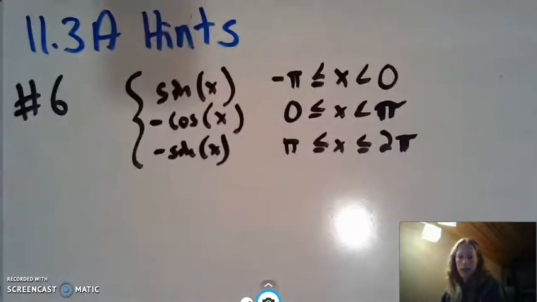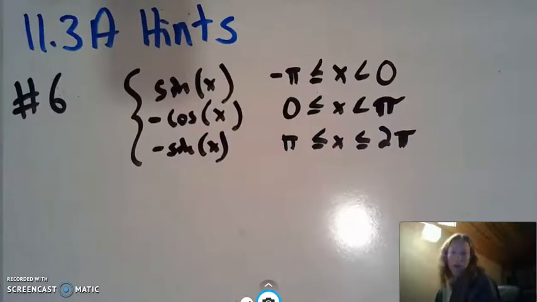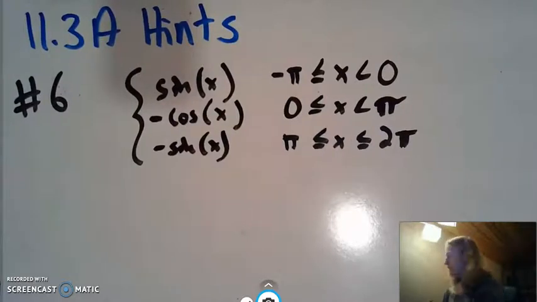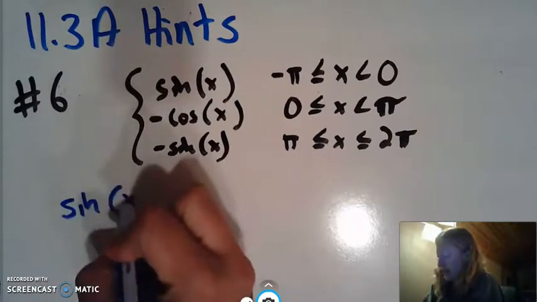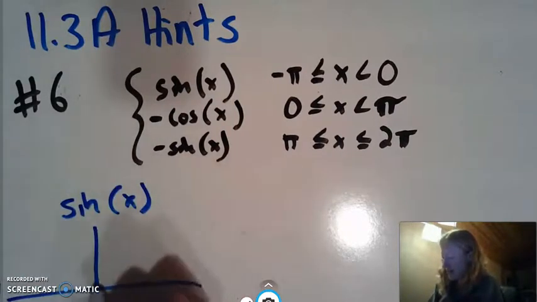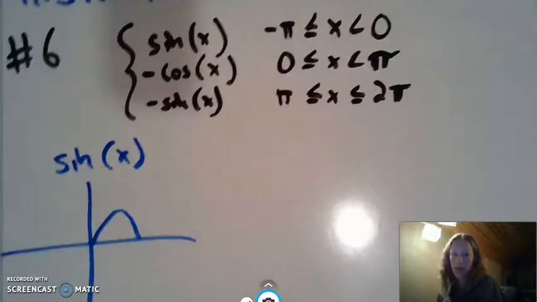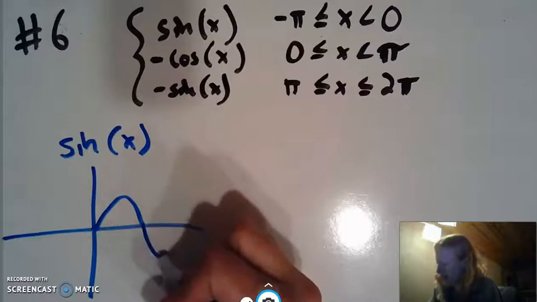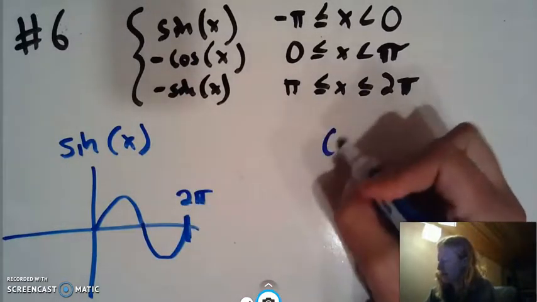Number 6 is kind of a terrifying one because it's like, go ahead and graph this piecewise function, but there's trig stuff in it. So let's remind ourselves of the basics. Regular sine starts at 0, goes up, comes back down to the midline, then dips down and comes back up. And that happens in the course of 2 pi.